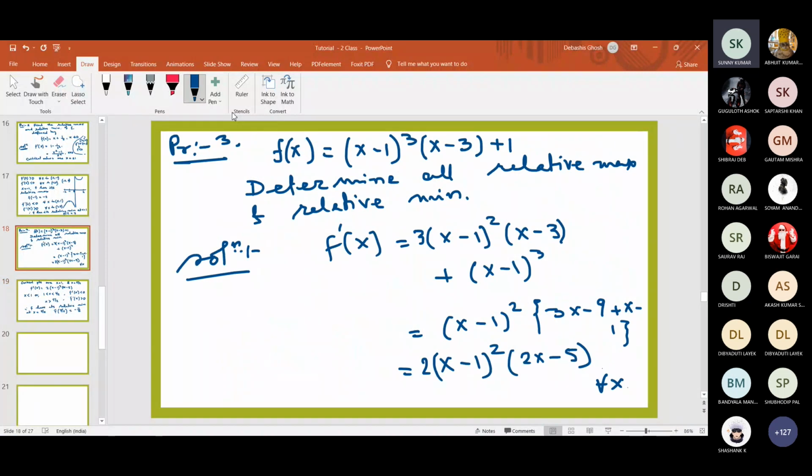Sir, why have you taken 2x minus 5? It is 4x minus 8, I think. 4x minus 8, so we have to change it then. No, sir, 4x minus 10. Yes, sir, common 2. Sir, it is correct, 9 minus 1 is right.